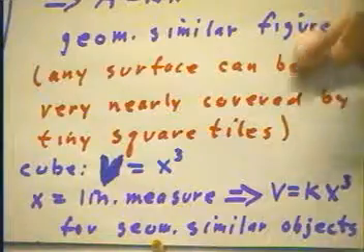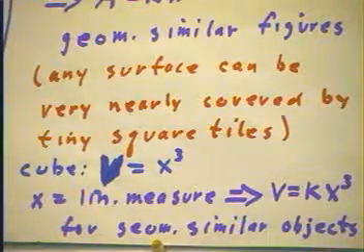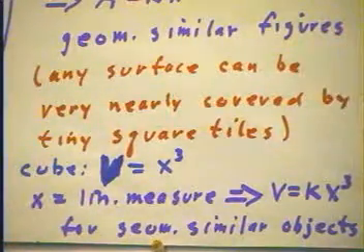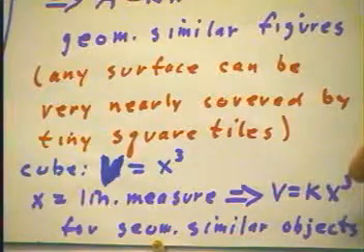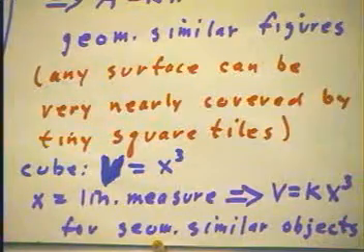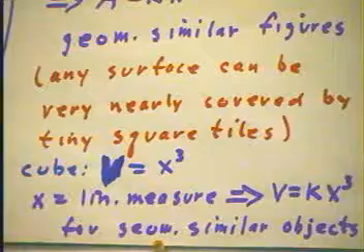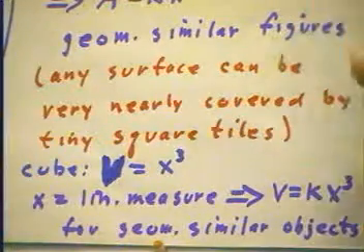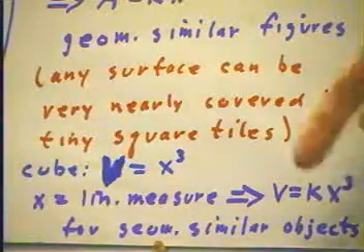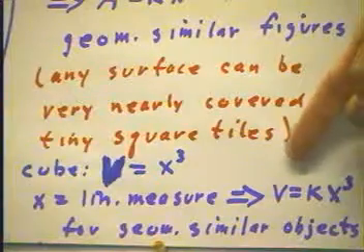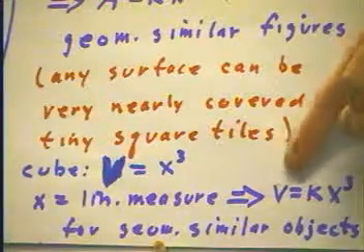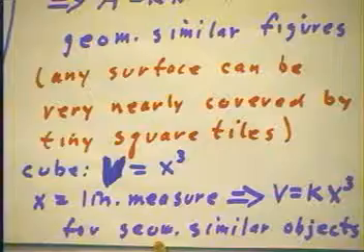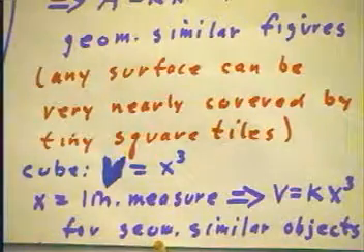And just as any surface can be covered, or very nearly covered, with tiny square tiles as nearly as we like, any volume can be filled with little tiny cubes as closely as we wish. So similar statements can be made. For any class of geometrically similar figures, the volume is going to be proportional to the cube of whatever linear dimension we want to use.